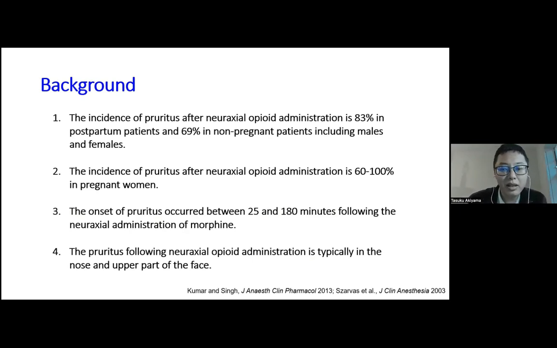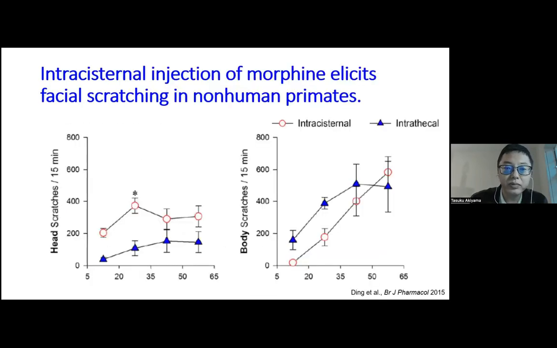Another interesting thing is that the typical location of the itch after the morphine injection is the nose or the upper part of the face. So here I want to show some interesting experimental results.